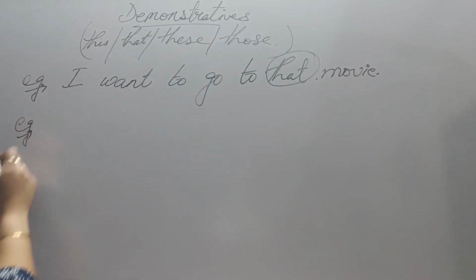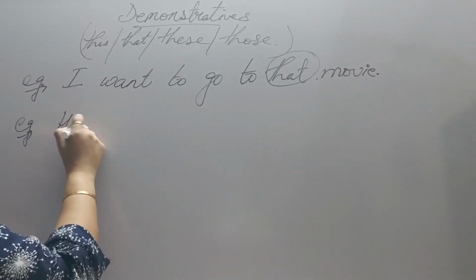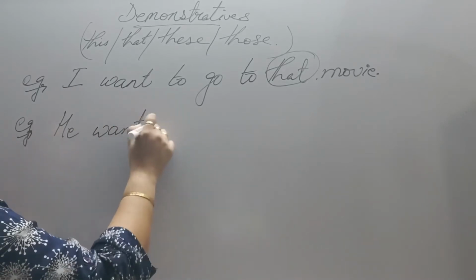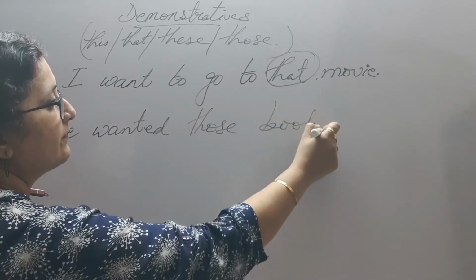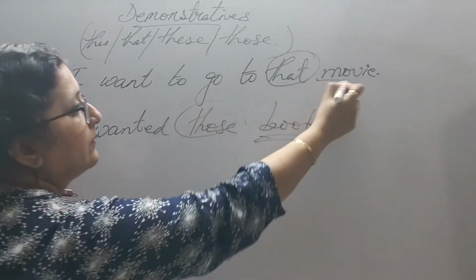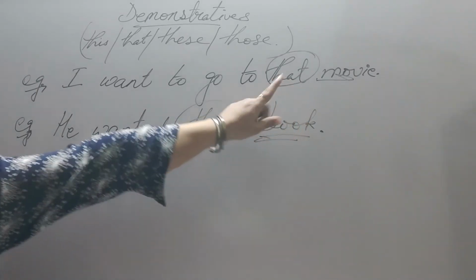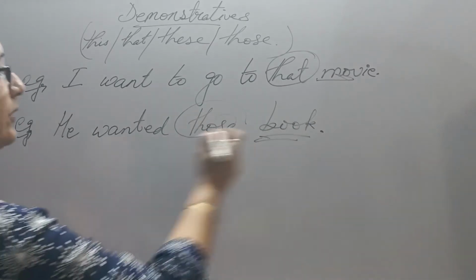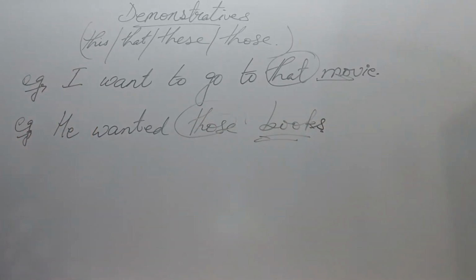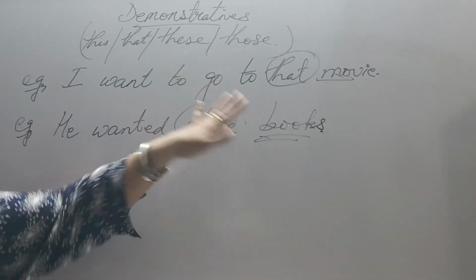Another example: He wanted those books. You see, we are talking about a specific noun. Movie, which movie? That movie. It is demonstrating that movie. Book, he wanted those books. Right? So here it is showing us the demonstratives, the specific kind of noun which is required. This is called the demonstrative, and they are used here as determiners talking about the noun.